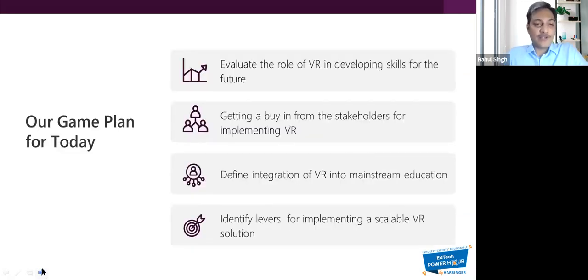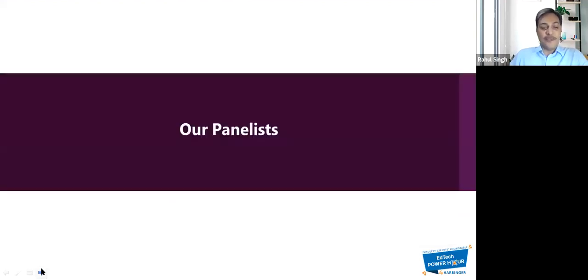And before we introduce our panelists, let's go through the agenda for today in terms of what we are going to cover. So what we are going to do is we are going to evaluate the role of virtual reality in developing skills for the future. The next one is we'll spend some time understanding how to get a buy-in from stakeholders for implementing VR. Then the third one is, how do we integrate VR into mainstream education so that it does not operate in a silo? And then identifying the levers for implementing a scalable VR solution. So this is basically our game plan for today.